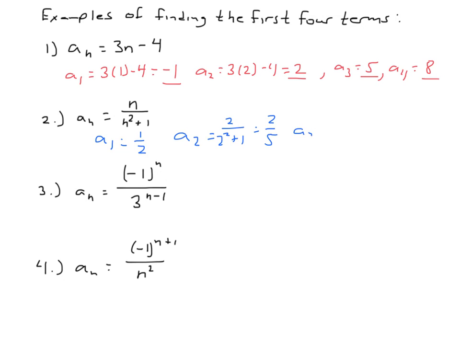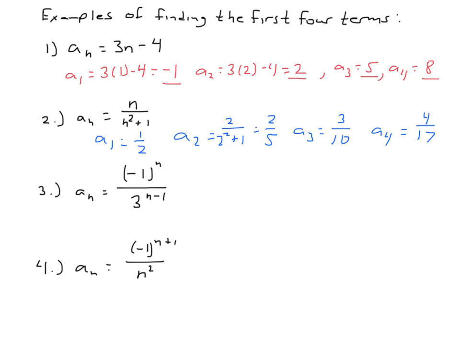And then a sub 3, in this case, is going to be 3 over 3 squared plus 1, so it'll be 3 over 10. And a sub 4 comes out to be 4 over 17.